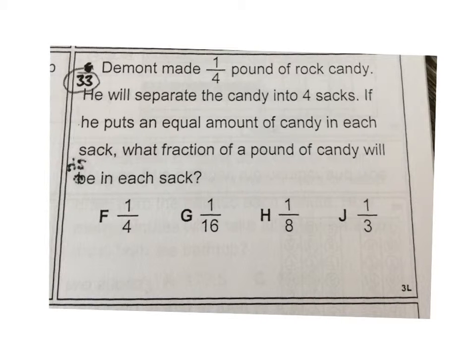The strategy that Miss Hester is going to teach you is called keep, change, and flip. You're going to keep the first number, which is the 1/4. You're going to change the division sign to a multiplication sign. And then you're going to flip the second number. Right now, that's a 4, or 4/1. So when you flip it, it's going to make it a 1/4. So your equation, when you rewrote it, would be 1/4 times 1/4. So you're going to keep, change, and flip.